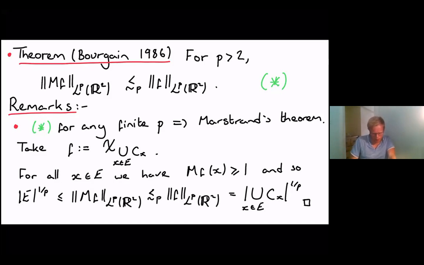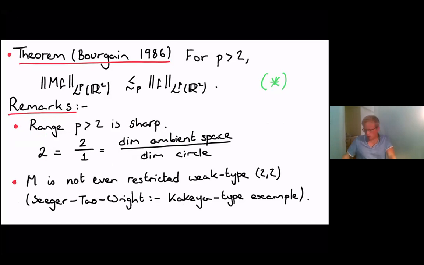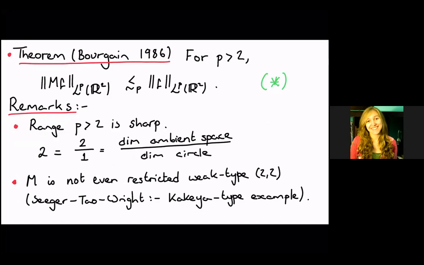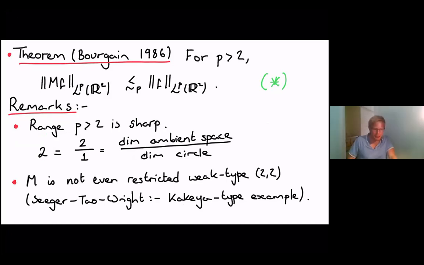And as I mentioned before, the range p bigger than 2 is sharp. And you can see that 2 satisfies this nice property that 2 is equal to 2 divided by 1, which is the dimension of the ambient space divided by the dimension of the circle over which we're averaging. So this doesn't really mean anything as written. It just looks like a coincidence, I guess. But there's this general pattern with these kinds of geometric maximal functions where you get this kind of numerology.